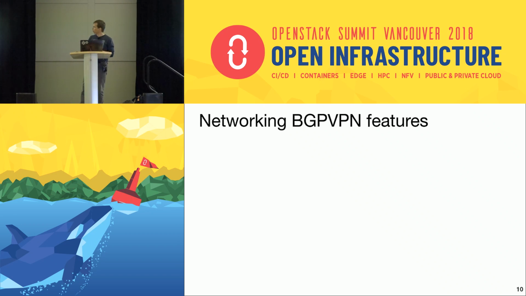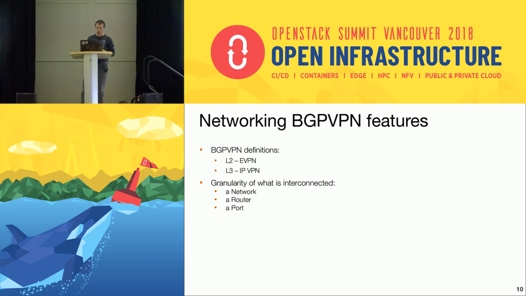So in this project, we cover different features. We have the possibility of defining different types of BGP VPNs. One type is layer 2 to do EVPN, Ethernet VPNs. One is layer 3 to do IP VPNs. We have API constructs allowing us to choose with which granularity we create connectivity with BGP VPNs. We can do that at the network level, at the router level, or at the port level.